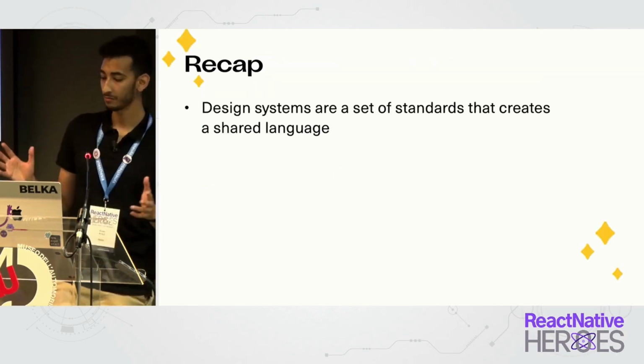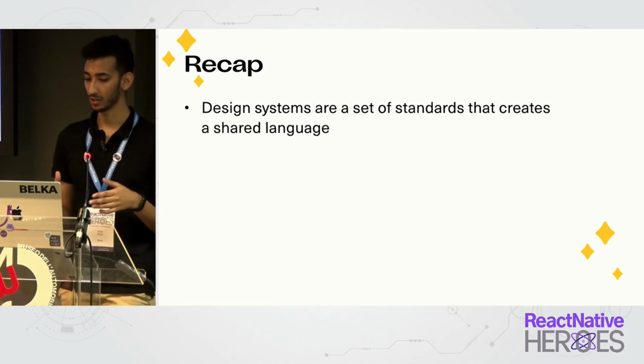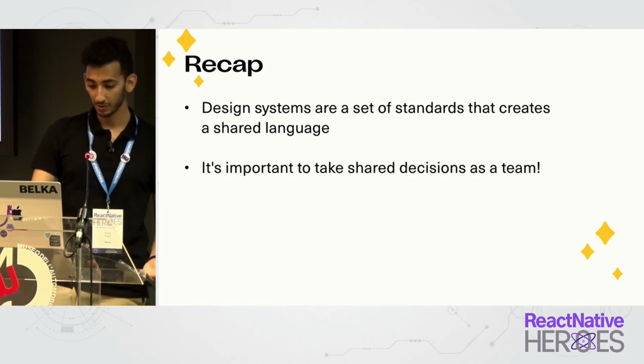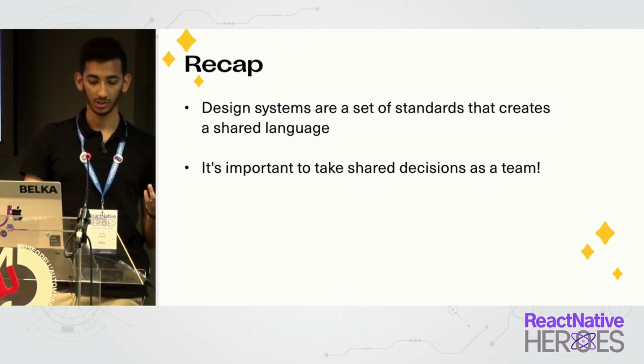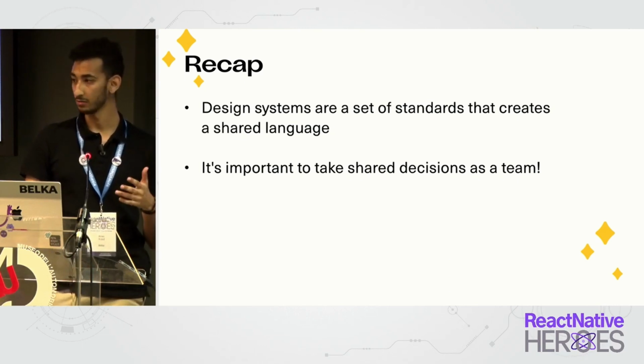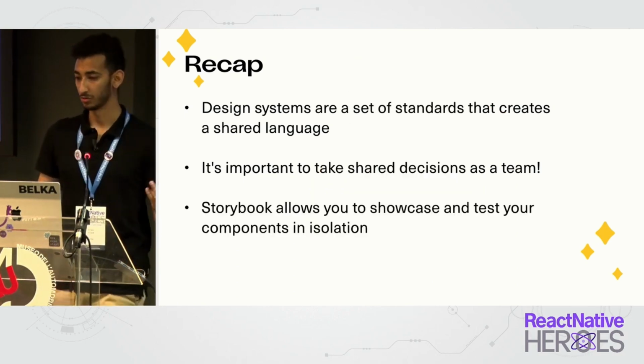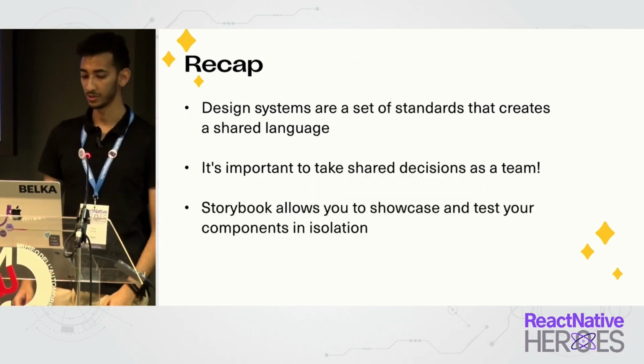So in summary, design systems are a set of standards that create a shared language. It's very important to take shared decisions as a team and get feedback as soon as possible. And just use Storybook to showcase and test your components in isolation.